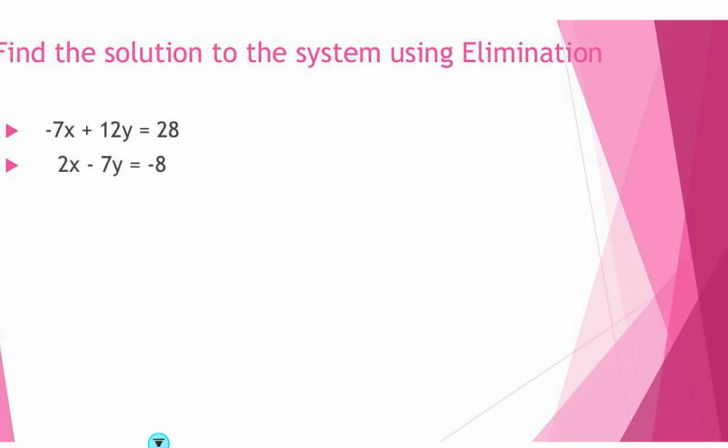But if we look at these numbers, there's nothing I can multiply 2 by to get to 7. And there's nothing I can multiply negative 7 by to get to negative 12 to cancel out. So this is one where we have to multiply both of our equations. Okay, so I would trend towards the smaller numbers. So I'm going to look at the x's. What number could I multiply?